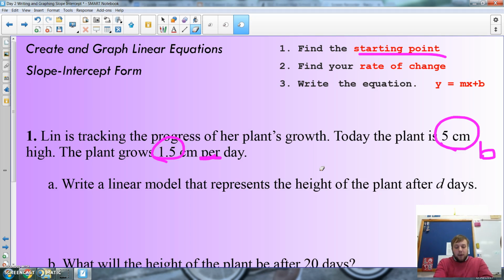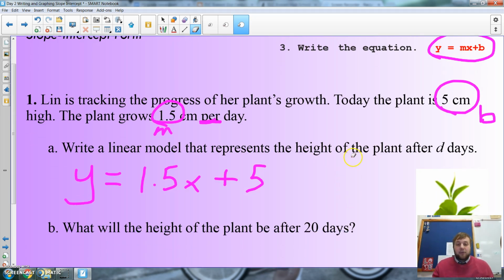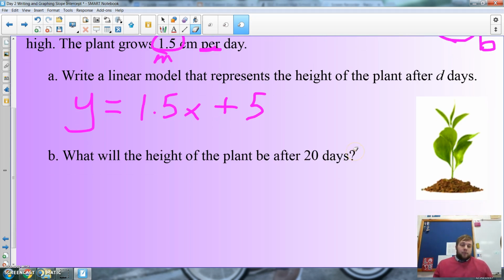All right, so my rate is 1.5. Anything with "per" on it, you know, is going to be a rate, so that's going to be my m. Now I'm going to plug those into that equation. y equals my rate, 1.5, x, plus my beginning, which is 5. It's really that fast, guys. Really that simple. Not too bad.